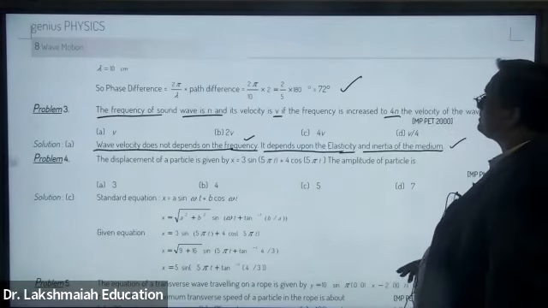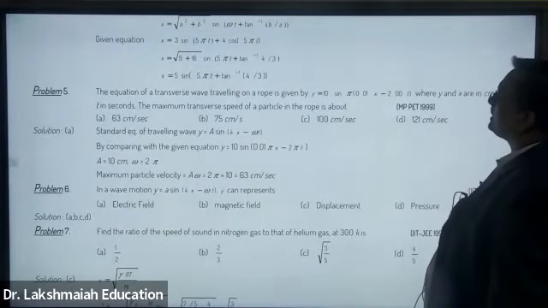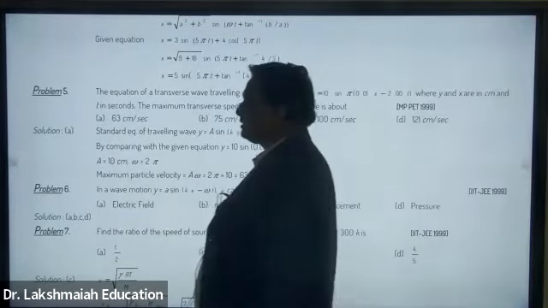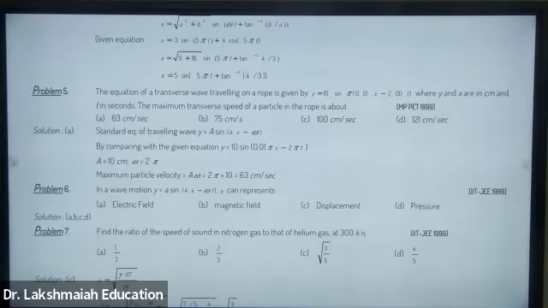Next equation. Yes, sir. Next, you do this one, problem number 5. Last problem today. I think many of the students are absent. Only 8 students are there. Only 8. Only 8 students are there.